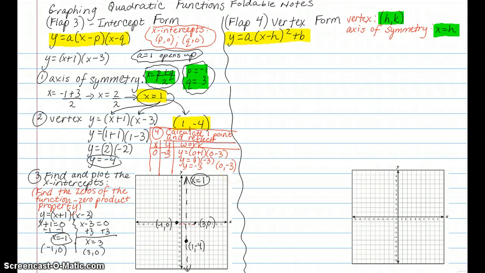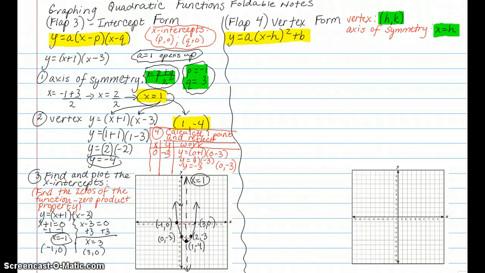So we're going to go ahead and plot that. So 0, negative 3. This is our y-intercept. And then we're going to reflect it. So we have 1 from the axis of symmetry on the left. We go 1 to the right, plot our point. And that's going to be 2, negative 3. So the reflected point is 2, negative 3. And we're going to connect those points together to form our parabola.